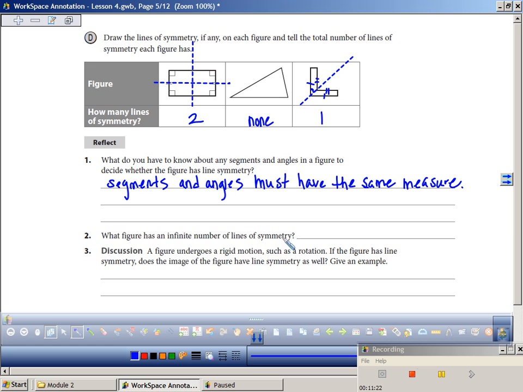Perfect. What type of figure has infinite numbers of lines of symmetry? Circle. Good. A circle.